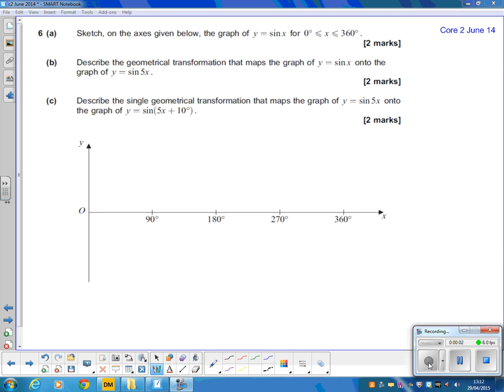Right, question 6 is about transformations and our trig graphs. Now these you need to learn: the graphs for sine x, cos x and tan x in both degrees and radians. In this case, they've given us the axes already, so we need to do a sine x graph. If you're not sure, you can double check in your calculator, but sine 0 is 0, so we start our wave at 0, peaks at 90, crosses the axis at 180, goes down to a minimum point at around 270, and then back to the axis at 360.